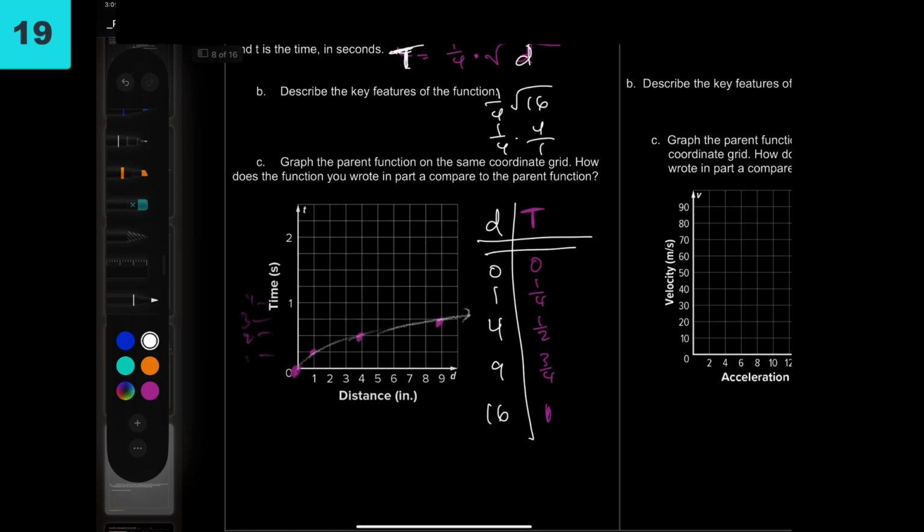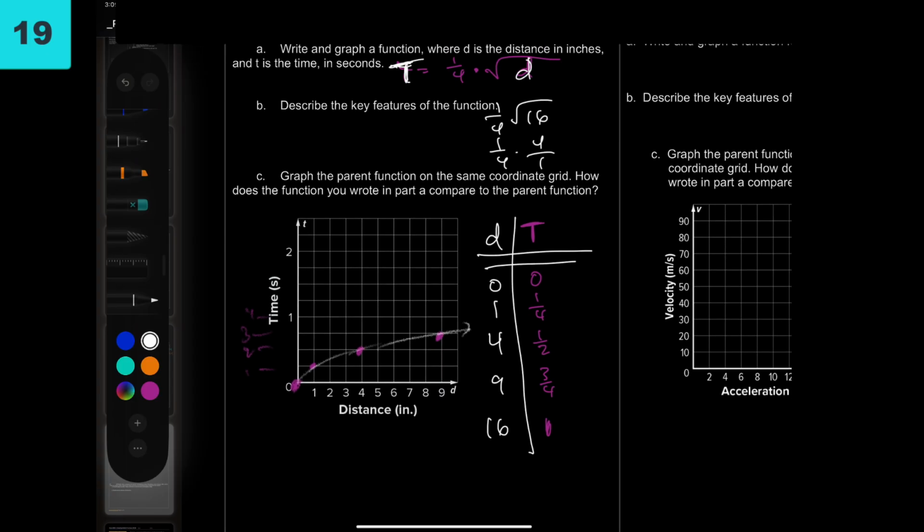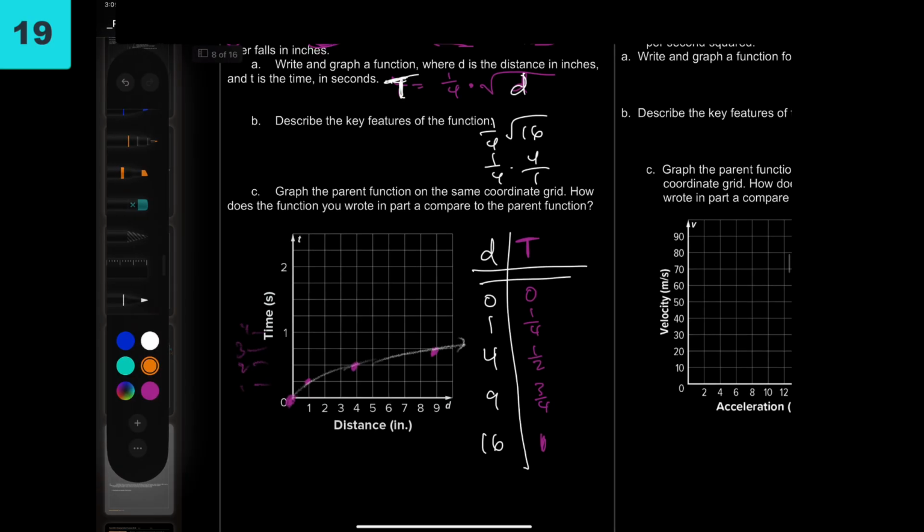Let's go ahead and look at our key features just like we did in the previous step there. Let's go ahead and get the domain, range. They're all going to be the same. Increasing, positive, because as I go from left to right, domain is 0 to infinity. And the answers are also going to go from bottom to top, 0 to infinity. Okay, this part's going to be new.